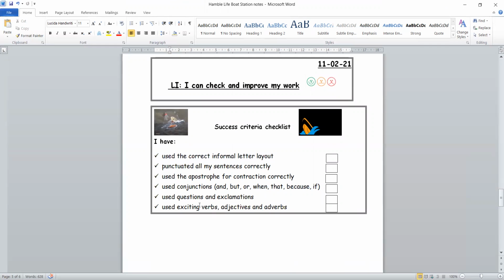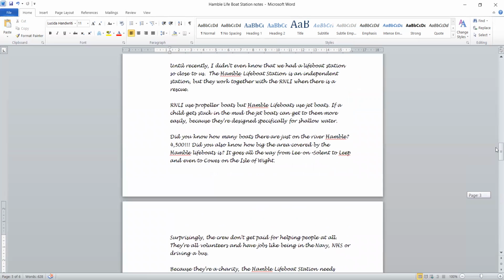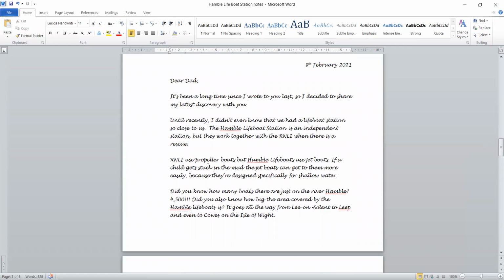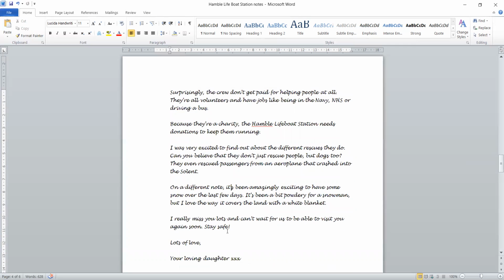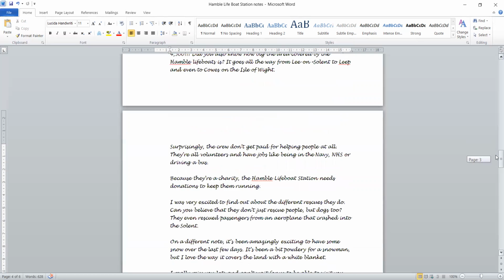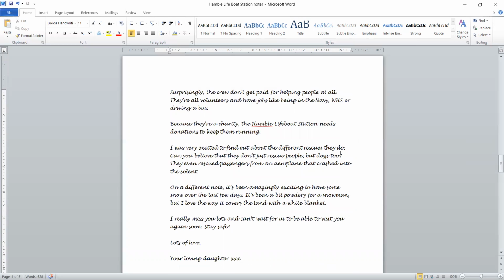Then I need to check, have I used questions and exclamations in my writing? I'm sure I have, but I'm going to check that I have definitely met that success criteria. Yes, I can see I have a question here, and I have another question here, and I have used one exclamation here, so that my work is looking good, and I have used an exclamation here, and I know that I had another question somewhere here. Where is it? Where is my question? There it is. There is another question.